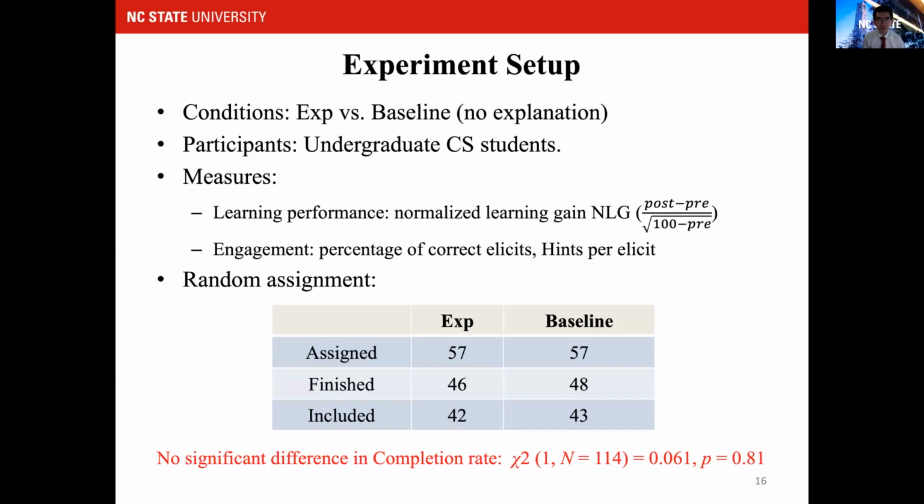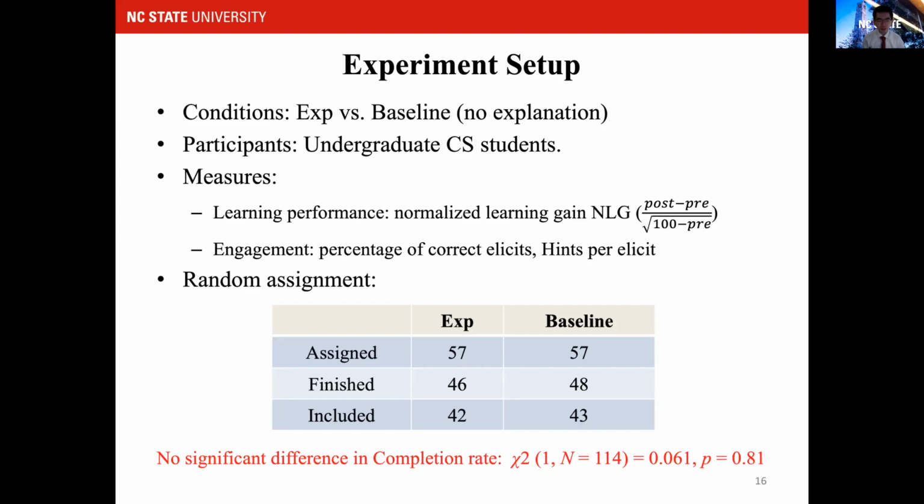In a classroom study, we compared the explanation condition with the baseline condition. The participants were undergraduate computer science students enrolled in the discrete math class, and this study was given to them as one of their regular homework assignments. We focus on two types of measures: learning performance as measured by normalized learning gain, and engagement measured by percentage of correct elicits and hints per elicit. Students were randomly assigned to the two conditions, and this table shows the number of students we assigned to each condition, finished the study, and included in our data analysis.